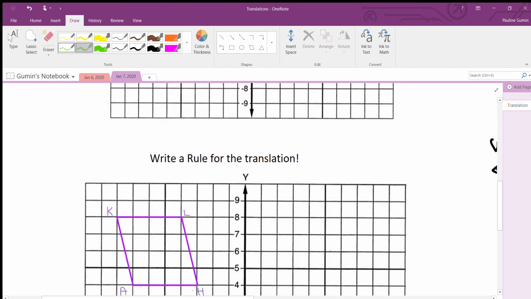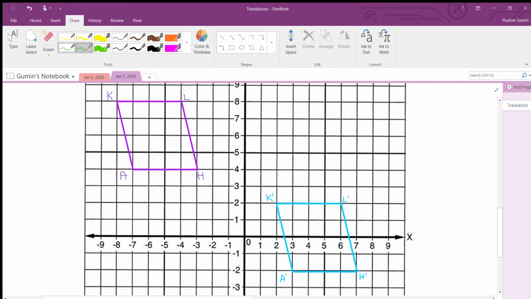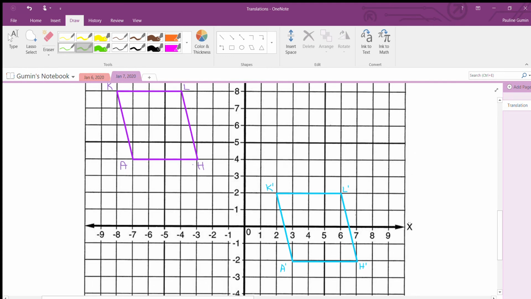Next, we were taking a look at rules of translations. So we're looking at two shapes, and we're going to see what translations happened to get from the pre-image, the purple one, to the image, the blue one. So I'm just going to use one of the points. I feel like using the A, and we're going to count. A to A prime goes to the right 1, 2, 3, 4, 5, 6, 7, 8, 9, and 10. So it went 10 to the right.